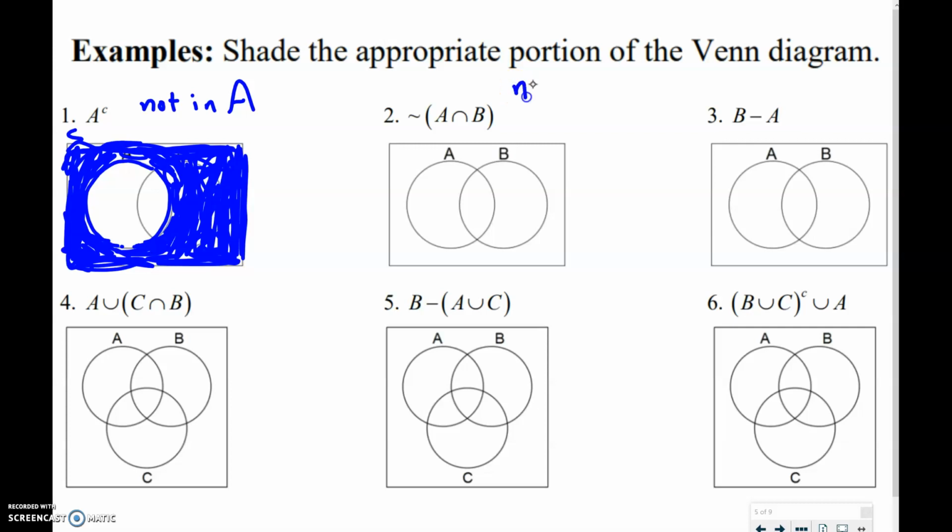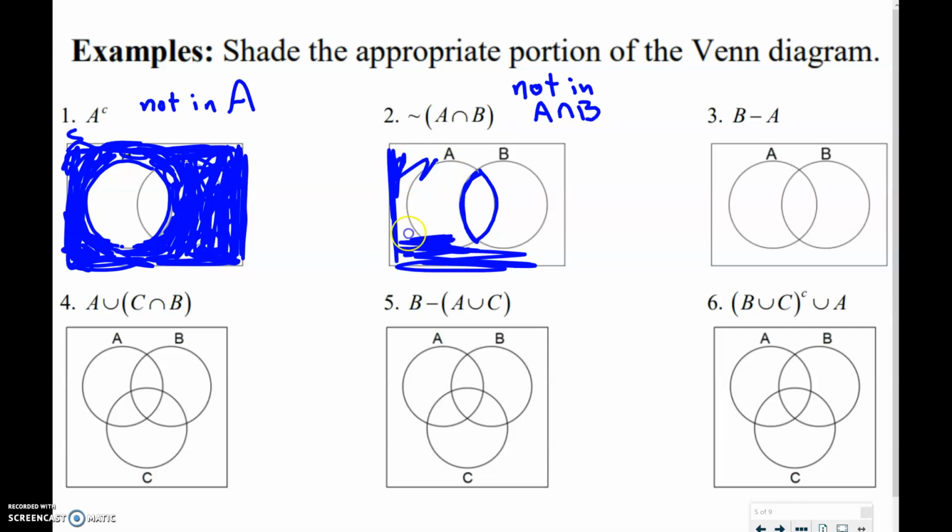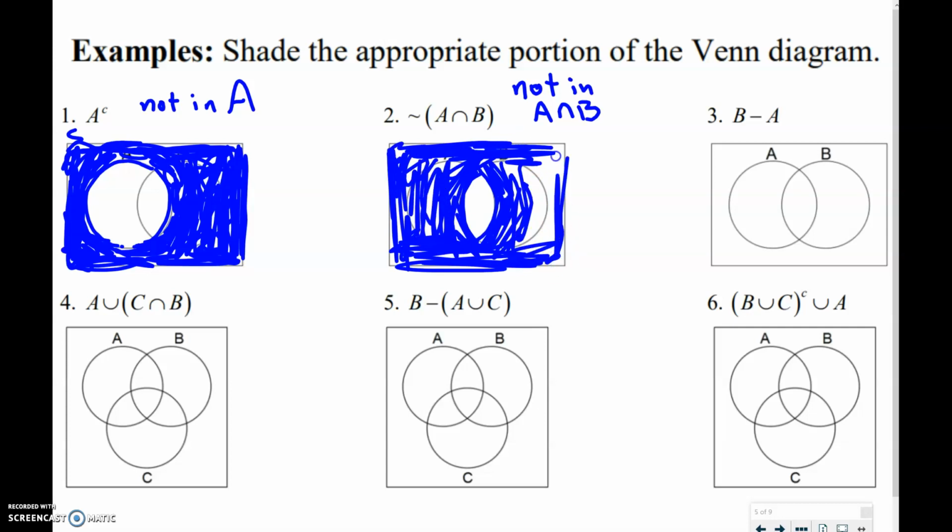This one says you are not in A intersect B. See that not right there? You're not in A intersect B. So what I'm going to do is I'm going to find A intersect B, and then I'm going to shade everything that's not inside that. So A intersect B is that little region in the middle. I'm going to shade everything except that, because it's not A intersect B. All right, we're not in the intersection. Again, I'm going to try to do this fast, but I'm going to shade all of the stuff outside of A intersect B. So we get this.